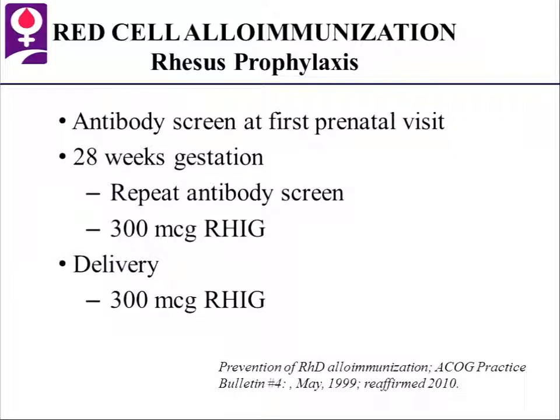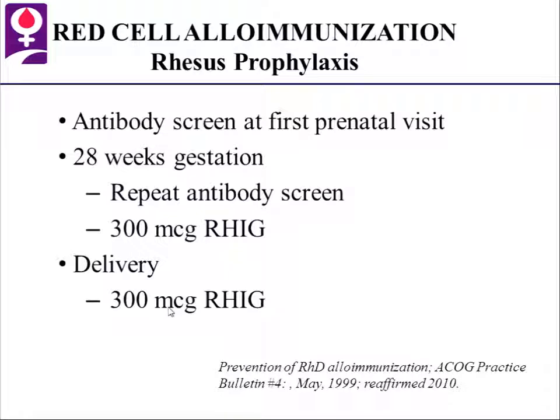The standard in the U.S., at least, based on the American College of OB/GYN, is to get an antibody screen at the first prenatal visit in all patients, not just Rh negative patients. But if they're Rh negative, at 28 weeks, repeat their antibody screen and then give them a standardized dose of rhesus immune globulin, and then at delivery they get a second dose. So 2 doses, one at 28 weeks to prevent antenatal sensitization, and then one at delivery.